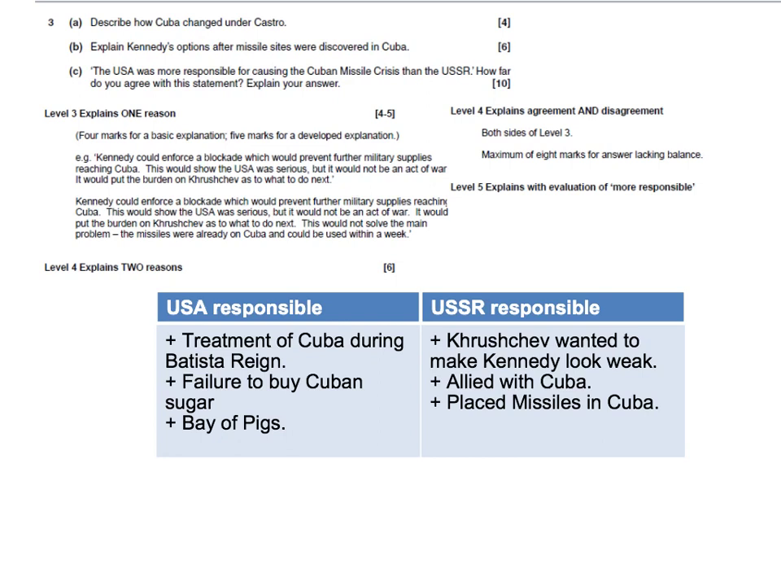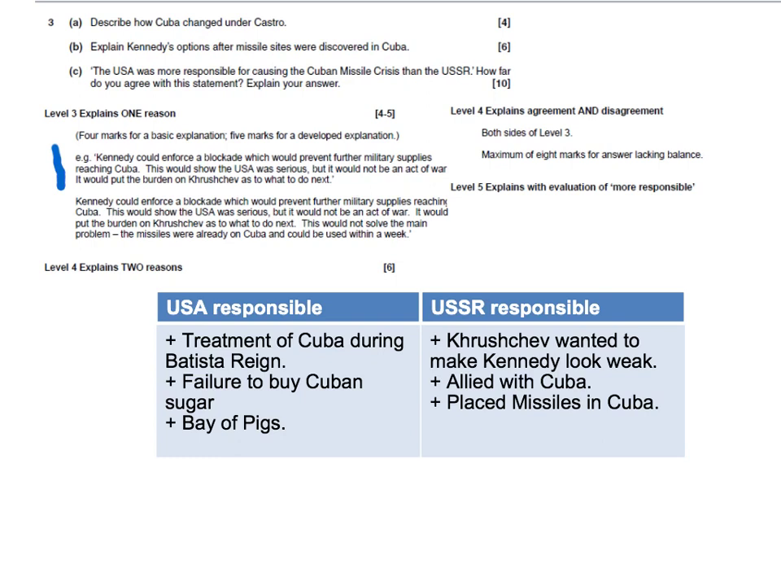Explain Kennedy's options after the missile sites were discovered in Cuba. Okay, again 6 marks, so you're looking, if you can, to explain 2 things. Explain 2 reasons, 6 marks there. Okay, yeah, Kennedy's options. Obviously, you can talk first of all about the blockade. That's what Kennedy did do. We know that was one of his options. He could enforce a blockade which would prevent further military supplies reaching Cuba.